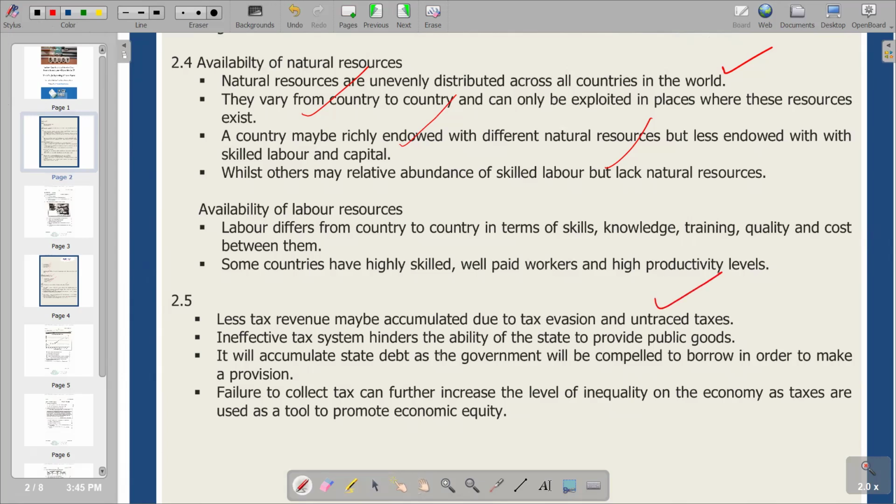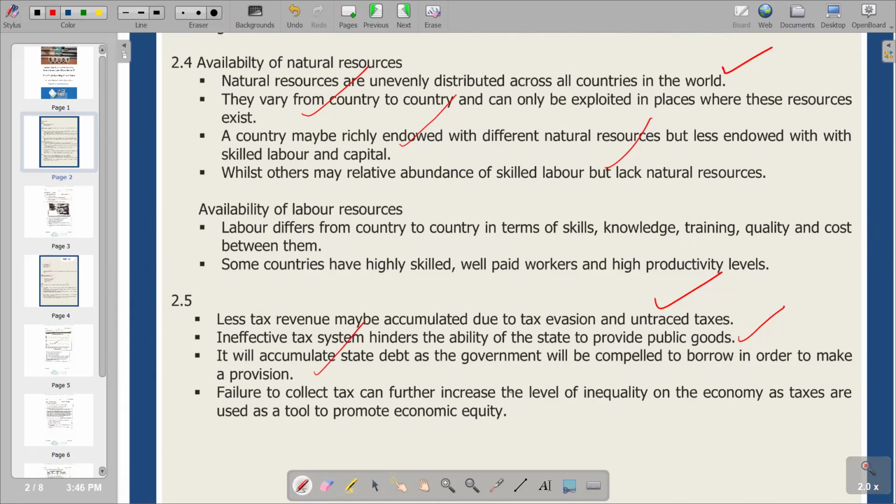And then an ineffective tax system hinders the ability of the state to provide public goods, because for them to provide those public goods, they need the revenue, and we didn't collect as normal. So obviously it will affect the provision of public goods. Then third point, it will accumulate state debts as the government will be compelled to borrow in order to make a provision. And then lastly, failure to collect tax can further increase the level of inequality in the economy as taxes are used as a tool to promote economic equity.